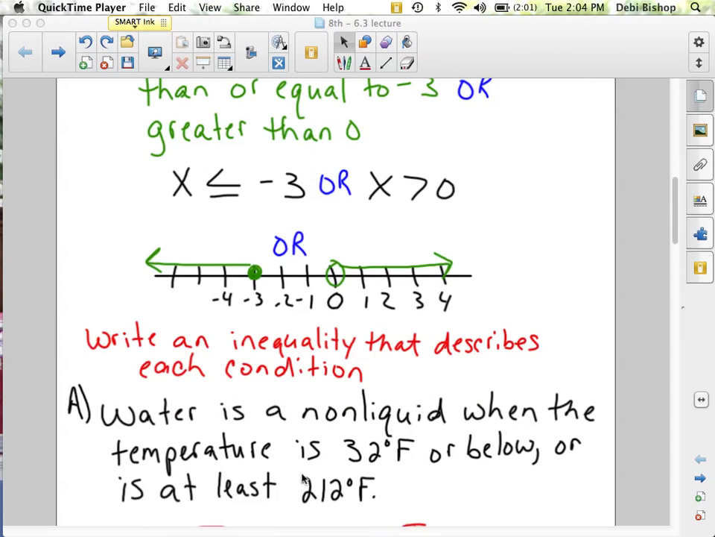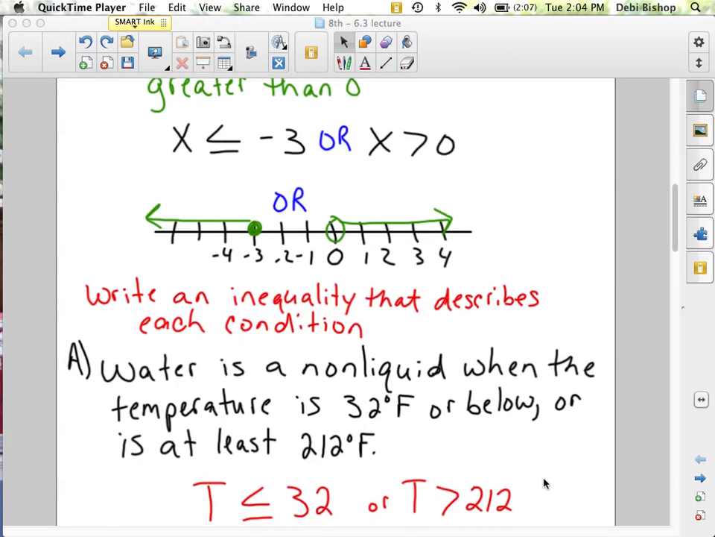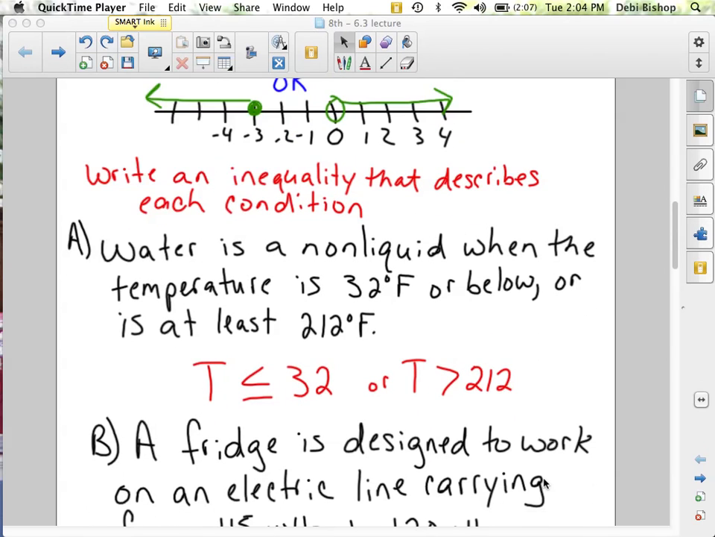So here is an example of a real life situation. How will we write this? It says write an inequality that describes each condition. Water is a non-liquid when the temperature is 32 degrees Fahrenheit or below, or is at least 212 degrees Fahrenheit. So this is an "or" statement. I have T, as in temperature, has got to be less than or equal to 32, or the temperature has to be greater than or equal to 212. So that's just an example of how you would write it.